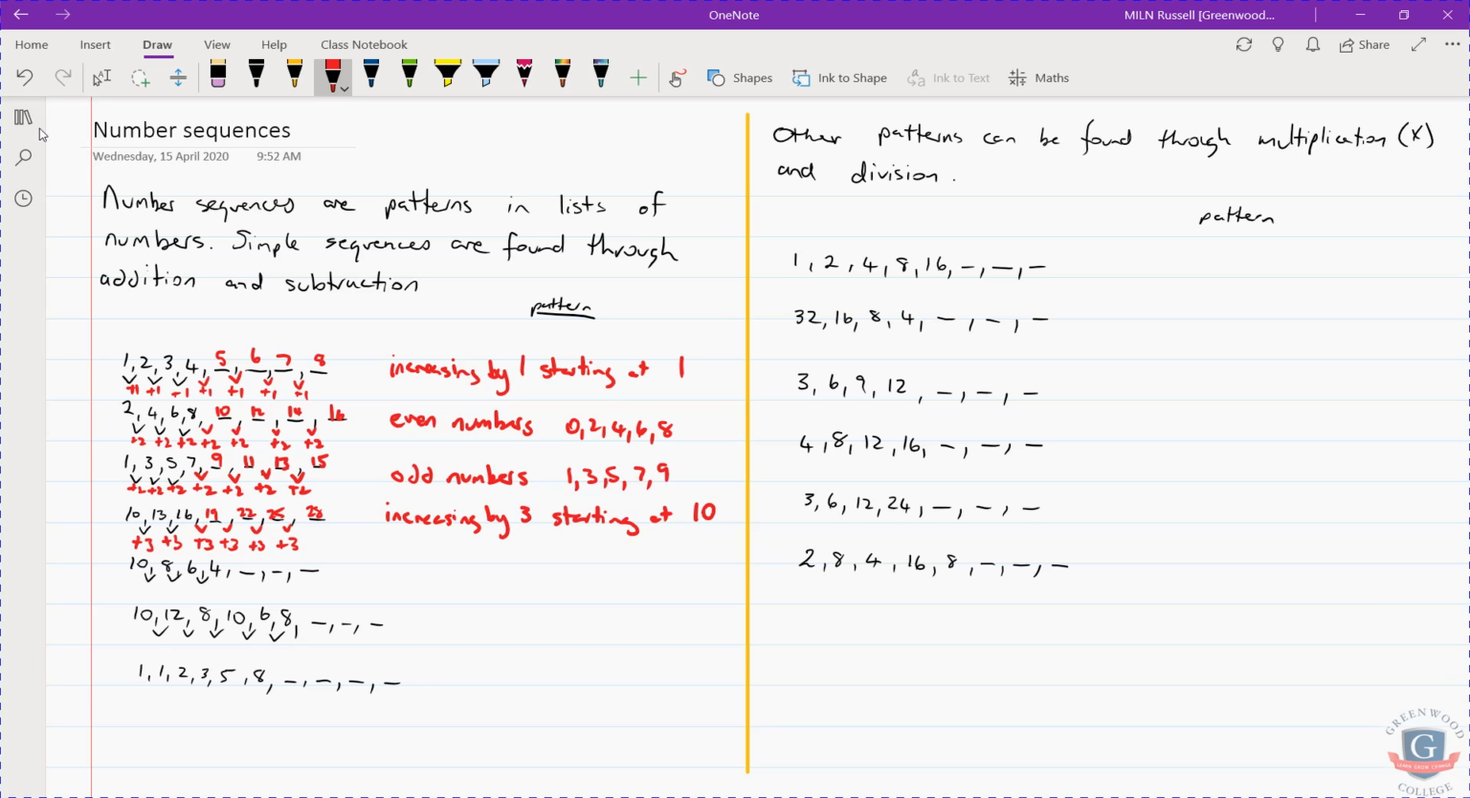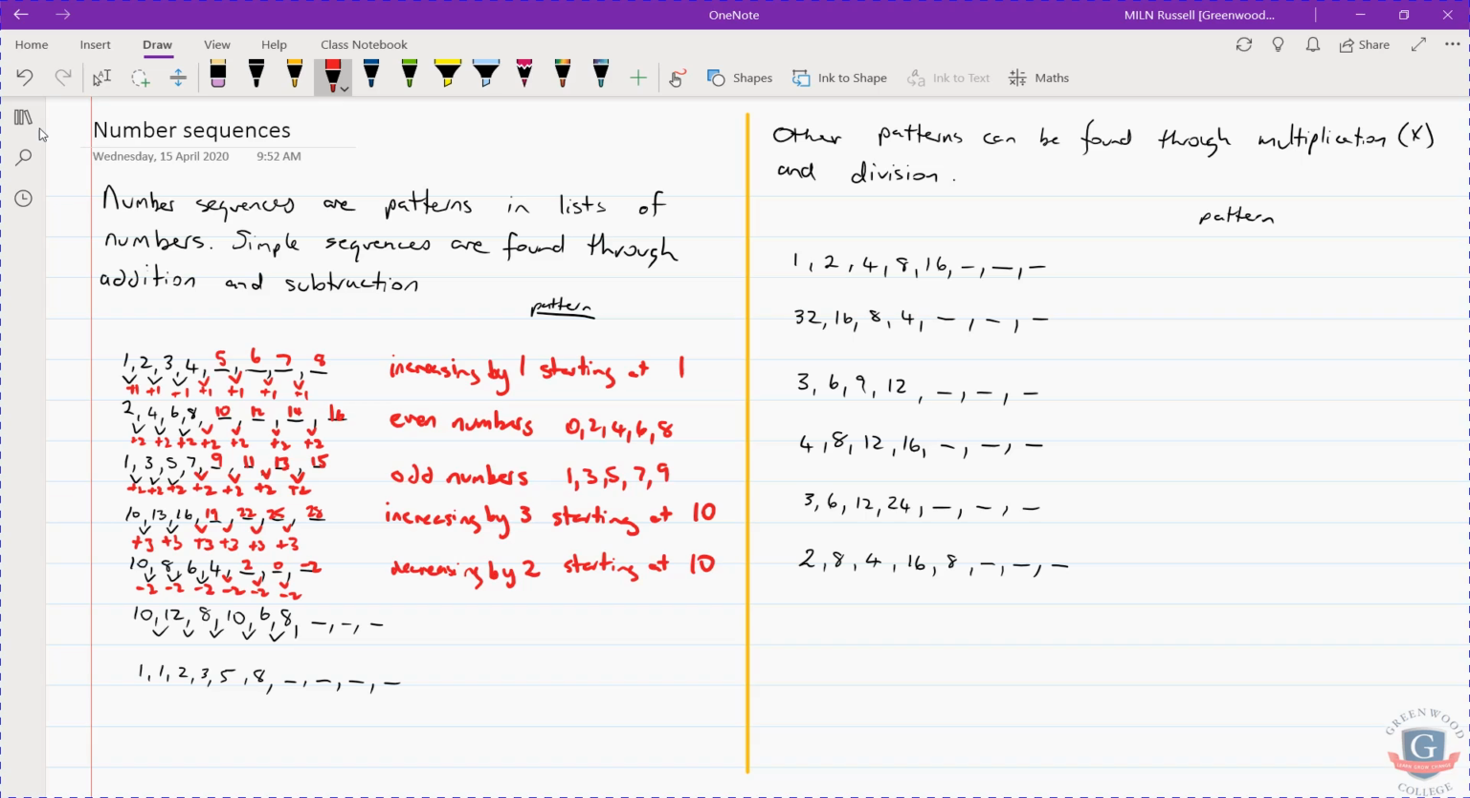Let's take this one now. This one's not going up, this one's going down because it starts at 10 and it goes to 8, so it's going down by 2 each time. So if I went down by 2 again, I would get to 2, and if I went down by 2 again, I would get to 0, and if I went down by 2 again, I would get to negative 2. So this is decreasing by 2, starting at 10. It's going down. We could also say it's increasing by negative 2, but I think that would just be confusing.